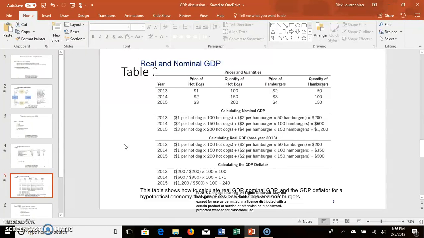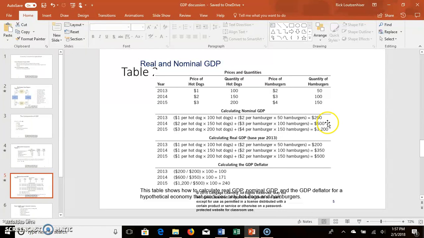Okay, and here's an example showing how that's done. Here is the GDP being calculated each year for 2013 and 14 and 15. So the price of hot dogs is $1 in 2013. $2 for a hamburger. There were 100 hot dogs, 50 hamburgers. You multiply it all out, you get $200.